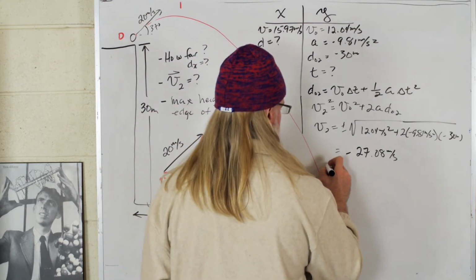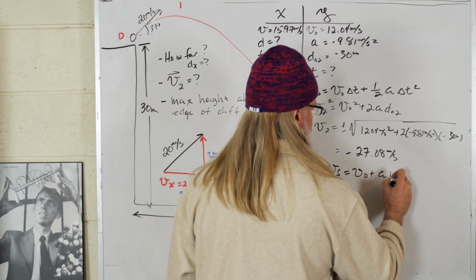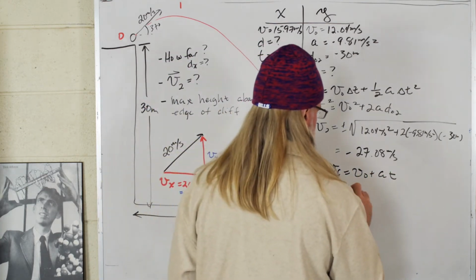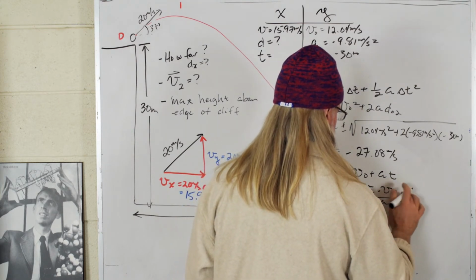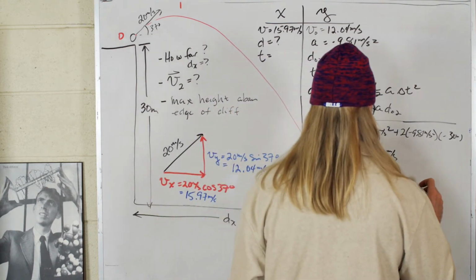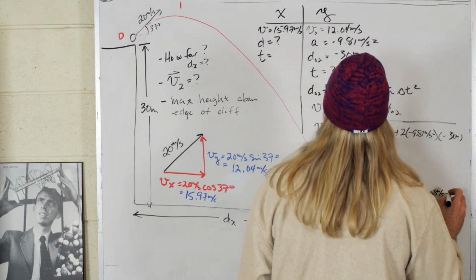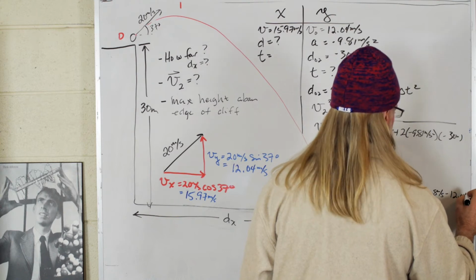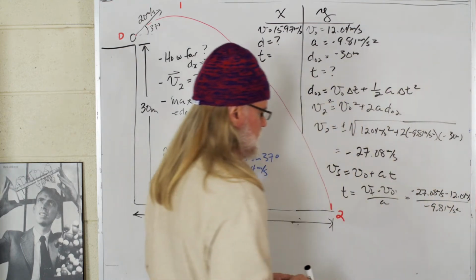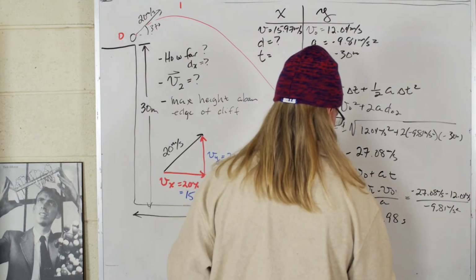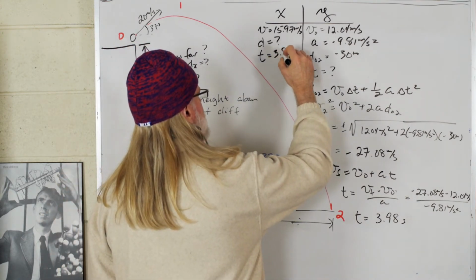We're going to need that in a moment anyways. So we have V2, and now we can just use V2 equals V0 plus AT, and solve for t. So t equals V final minus V0 all over A. V final, negative 27.08 meters per second, minus V initial, 12.04 meters per second, divided by negative 9.81 meters per second squared. Let's go with 3.98 seconds. So that's how long it's in the air, 3.98 seconds.